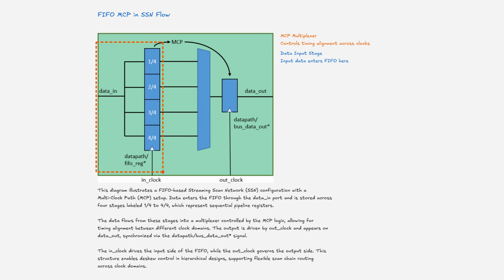The output is driven by out clock and appears on data out, synchronized via the data path bus data out star signal. The in clock drives the input side of the FIFO, while the out clock governs the output side. This structure enables DESQ control in hierarchical designs, supporting flexible scan chain routing across clock domains.